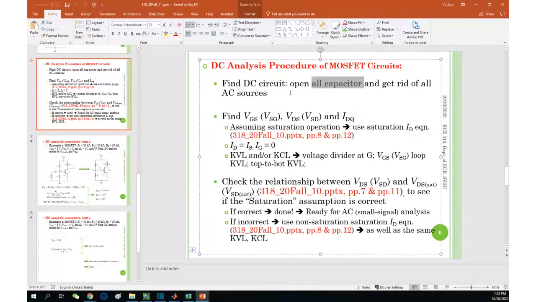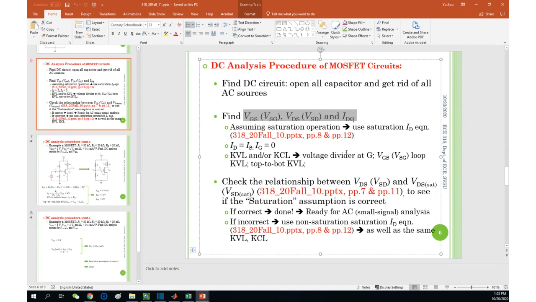After having the DC circuit, we try to find always these three things: one current, two voltages. ID, or say IDQ, and VGS and VDS. Of course, depending on N channel or P channel, we might be looking for VSG or VSD for P channel. So be careful, the subscript order matters for different types of MOSFET.